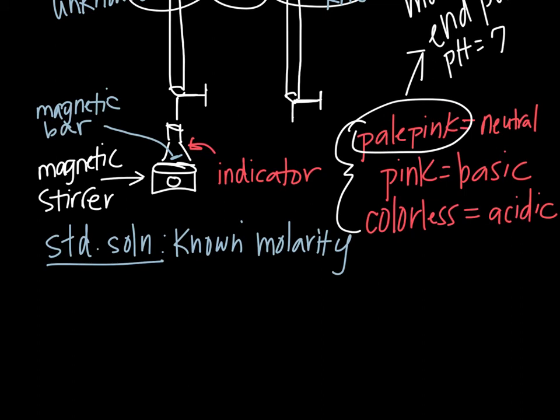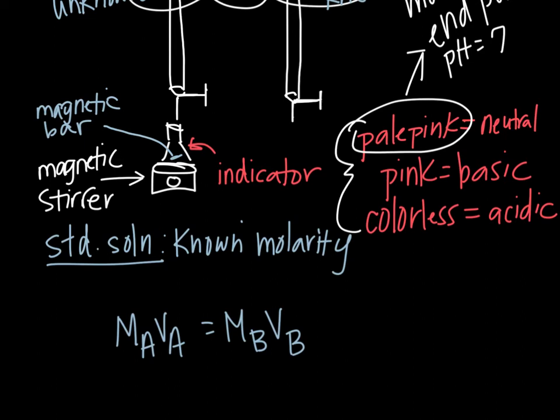Okay, so the equation that we're going to use to solve for all this stuff is MaVa equals MbVb. So this equation looks familiar because it's very similar to the dilution equation that we use. So A stands for acid, so the molarity of the acid multiplied by the volume of the acid equals Mb, so B is for base.